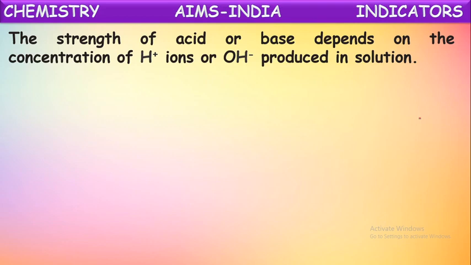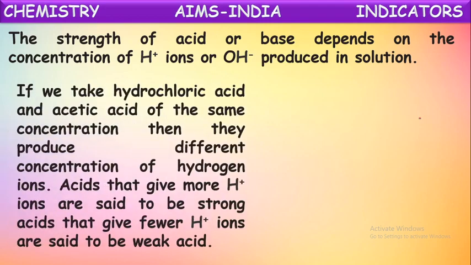The strength of acid or base depends on the concentration of either H plus ions or hydroxyl ions produced in the solution. If we take hydrochloric acid and acetic acid of the same concentration, they produce different concentrations of hydrogen ions. Each acid will produce a different concentration of hydrogen ions. All acids do not produce the same concentration.